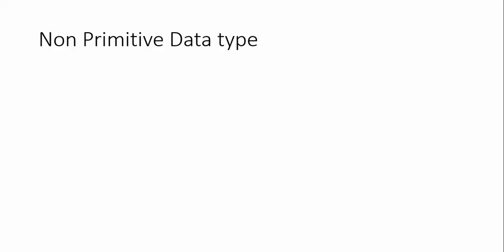This is the non-primitive data type, so we will discuss it in a few videos. So we have string, arrays, different classes, interfaces in Java, right? So these all come under non-primitive data types, and every non-primitive data type has a different usage.